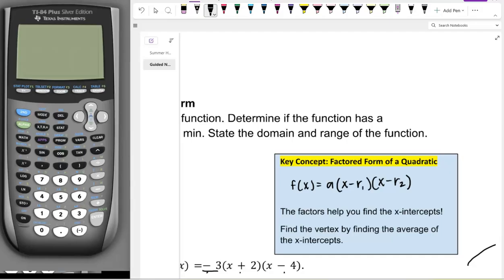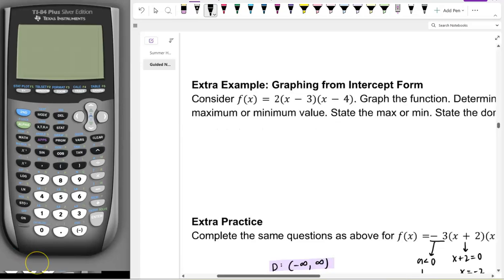The vertex is going to be halfway in between the two roots, so we can just average them to find where the vertex is going to be. If we're looking at this example, we see that the first factor is x minus 3. I know that the formula is x minus r1, so my r1 would have to be 3.